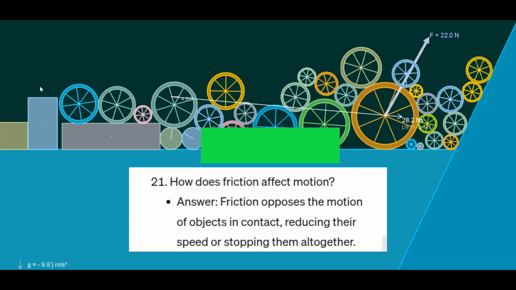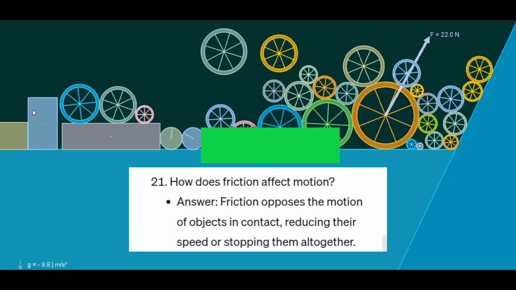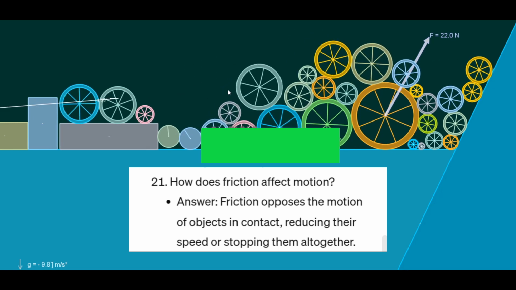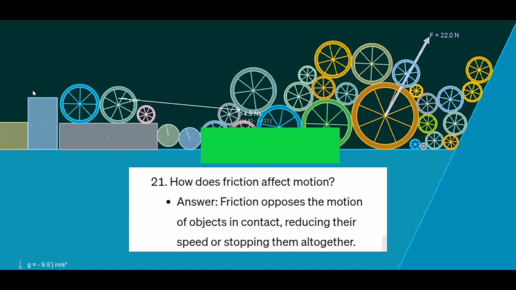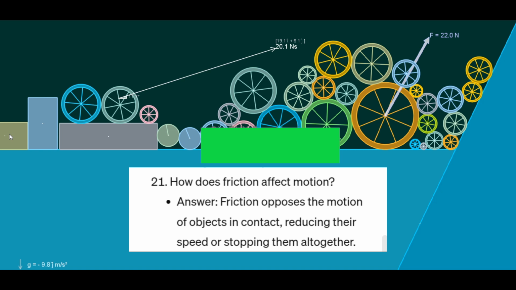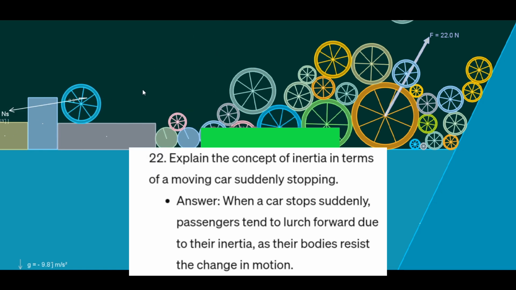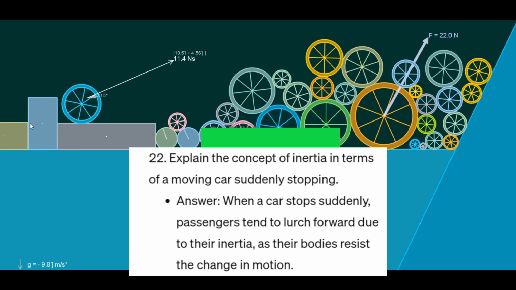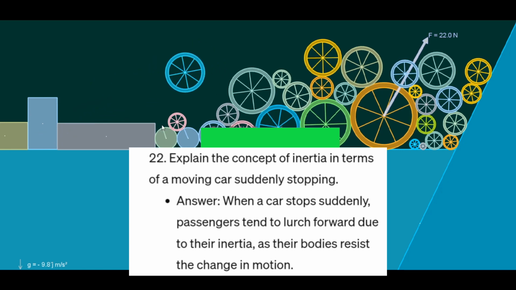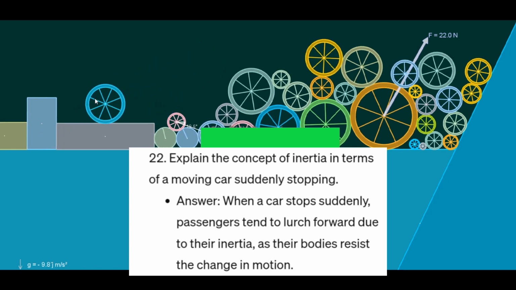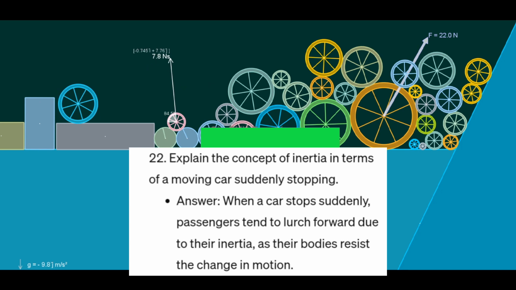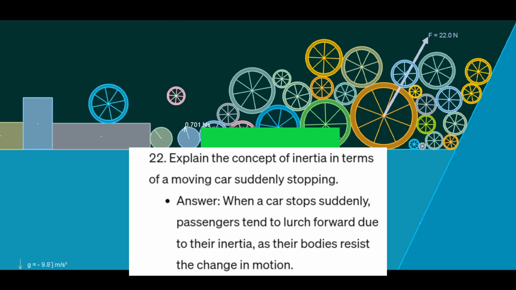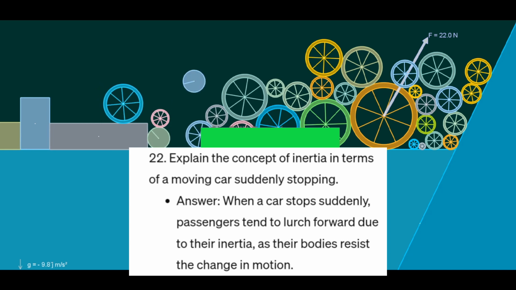How does friction affect motion? Answer: friction opposes the motion of objects in contact, reducing their speed or stopping them altogether. Explain the concept of inertia in terms of a moving car suddenly stopping. Answer: when a car stops suddenly, passengers tend to lurch forward due to their inertia, as their bodies resist the change in motion.